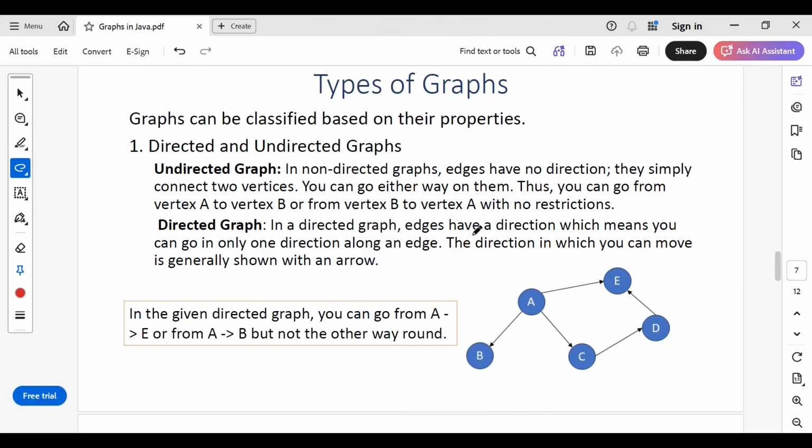Whereas with directed graph, edges have a direction and you generally show it with an arrow. Wherever your arrow is pointing, that is the direction you can travel, not the other way around. So here I can go from A to B or A to C, but C to A is not permitted.